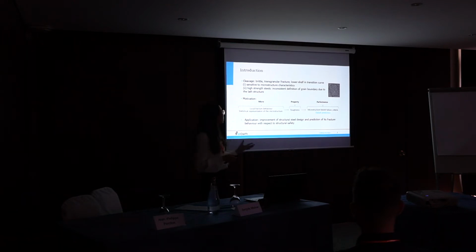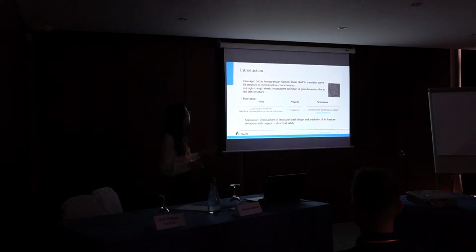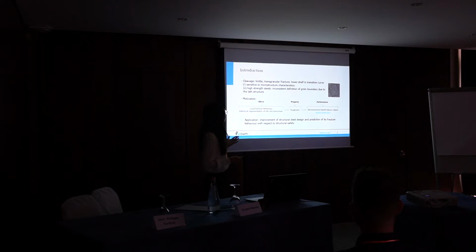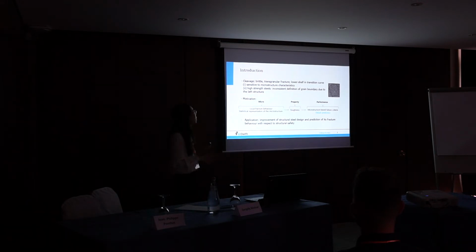But this kind of model is not straightforward to apply to more complex microstructures. For example, high-strength steels have a hierarchical structure at the macro scale. Here it shows a prior austenite grain of the high-strength steel, but you can see there are also a lot of laths and packets inside of the prior austenite grain. So there is an inconsistent definition of what the grain boundary of high-strength steels is.